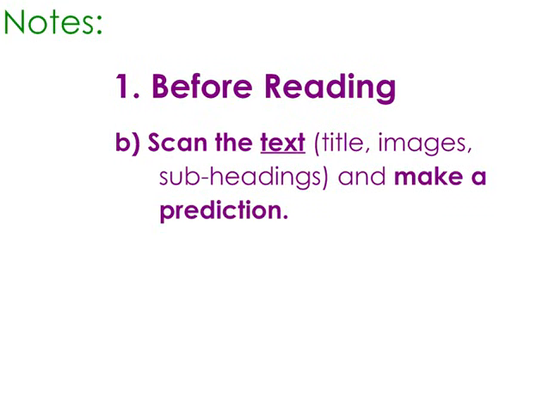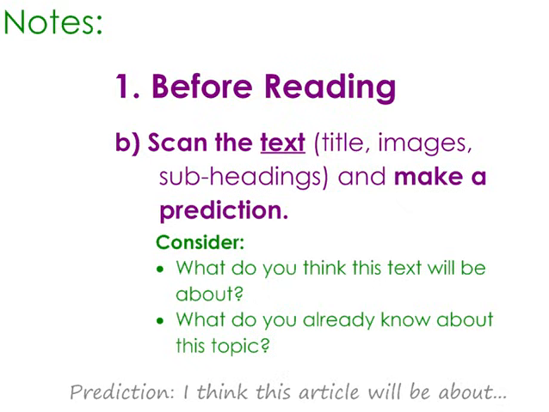Next, you're going to scan the text. Have a look at the title, images, any subheadings, and make a prediction. When you're making your prediction, consider both what you think the text will be about after looking at the title and the images, and also what you already know about this topic. Predictions are important because it gives our brain something to watch for as we read, and it gets us ready to understand the information that's coming our way.